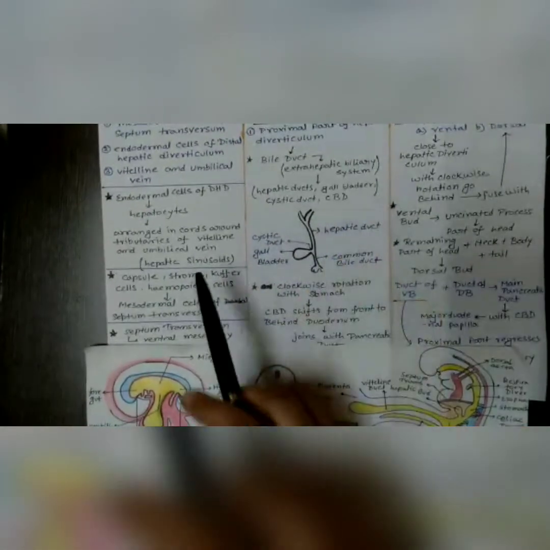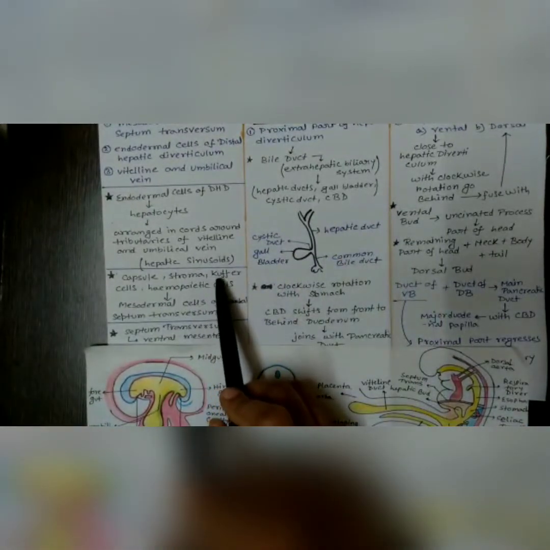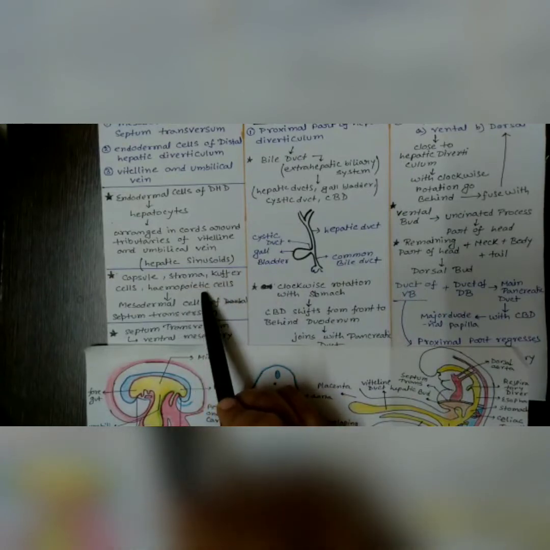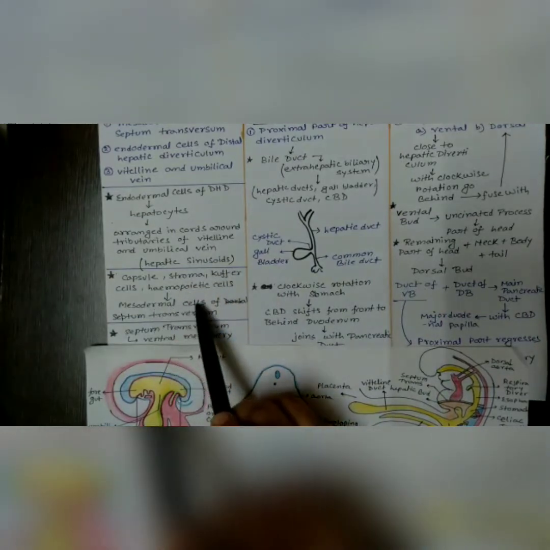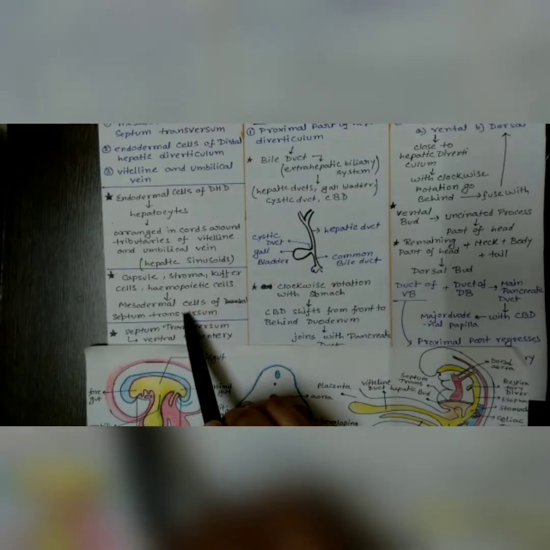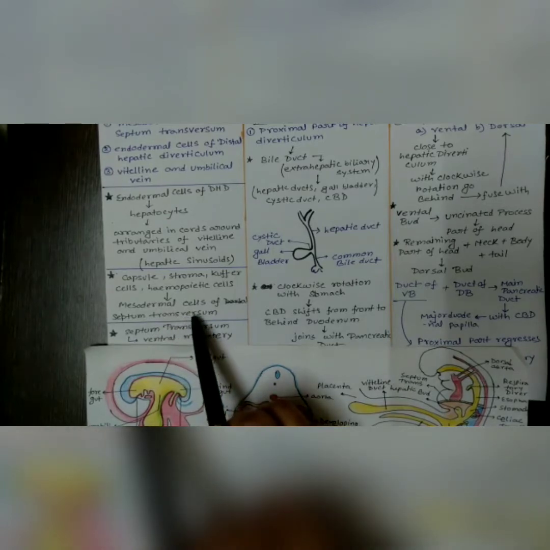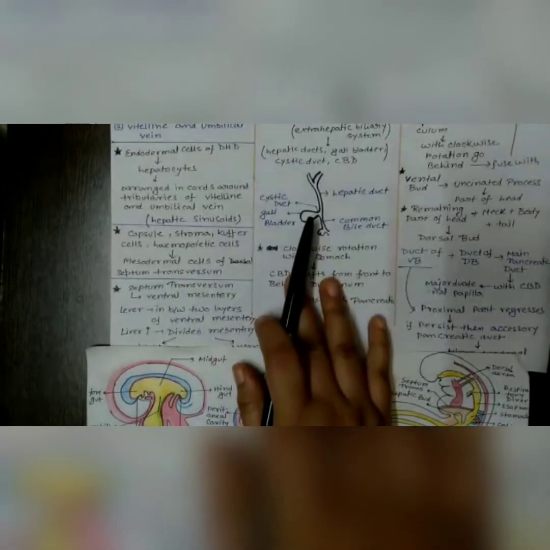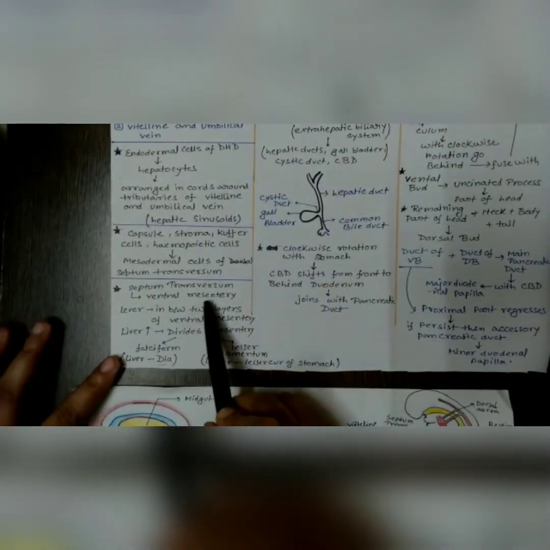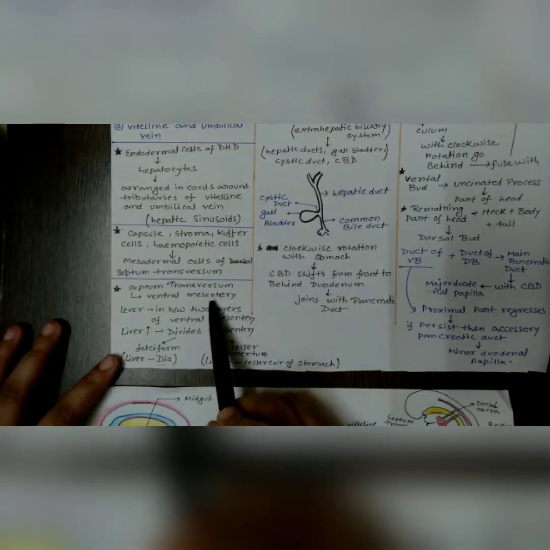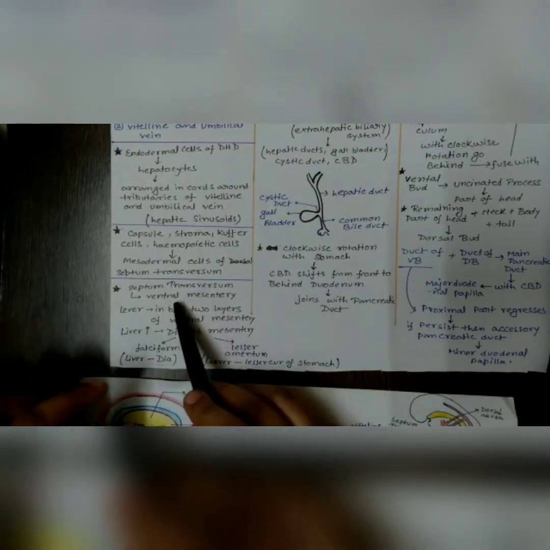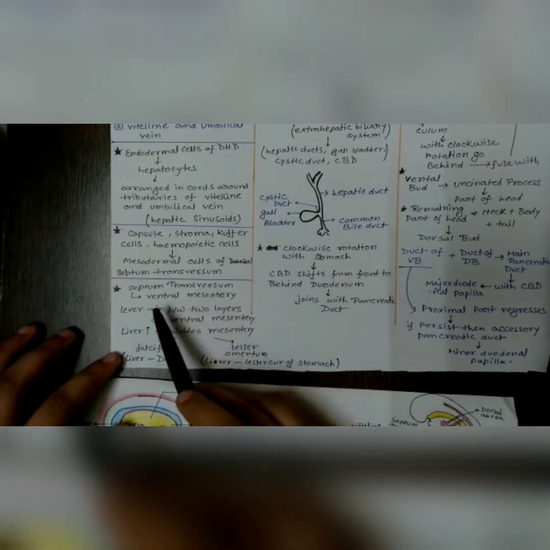Now, the capsule of the liver, stroma, Kupffer cells, and hemopoietic cells will be formed by mesodermal cells of the septum transversum. We all know that the septum transversum is responsible for formation of the diaphragm, right? Now, this septum transversum actually converts into the ventral mesentery, right? And between the two layers of the ventral mesentery, the liver growth arises.